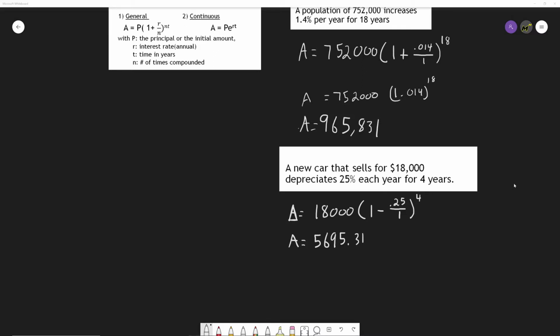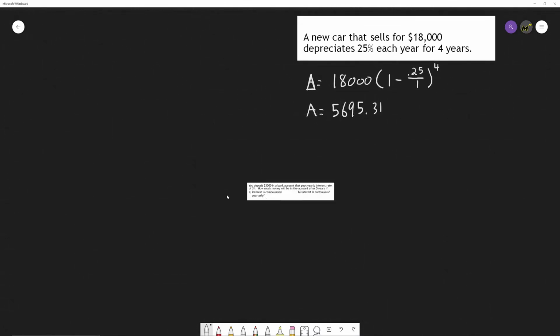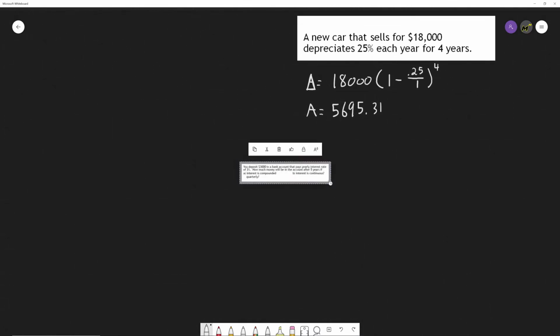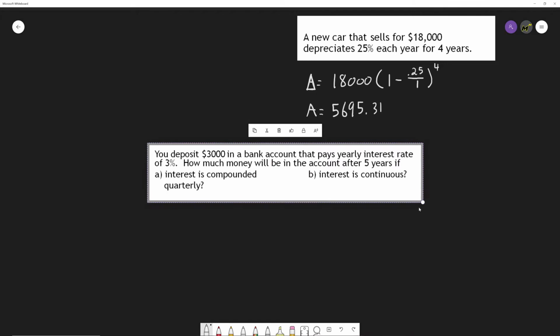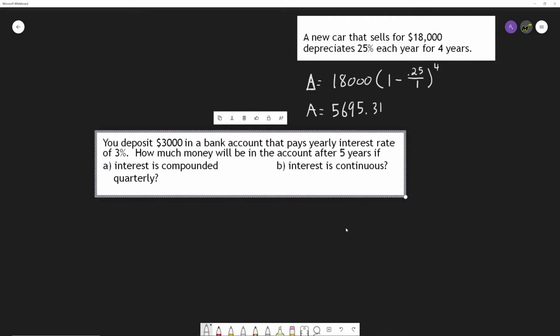And this time I'll do a part A and a part B. So let's say we deposit $3,000 in a bank account. This bank account pays a yearly interest rate of 3%. How much money will be in the account after 5 years? A, if the interest is compounded quarterly, or B, the interest is compounded continuously. Okay, let's go ahead and see what we have here.